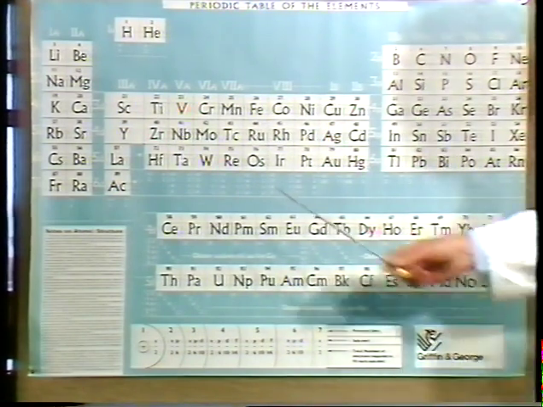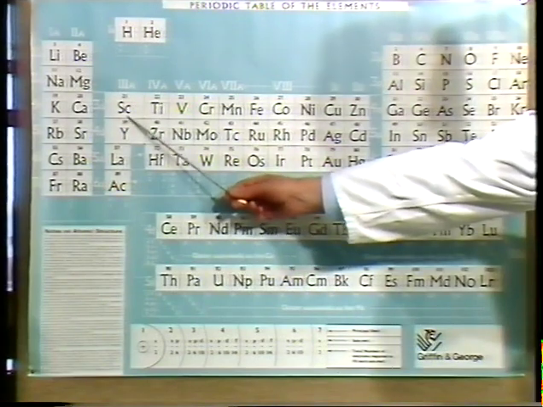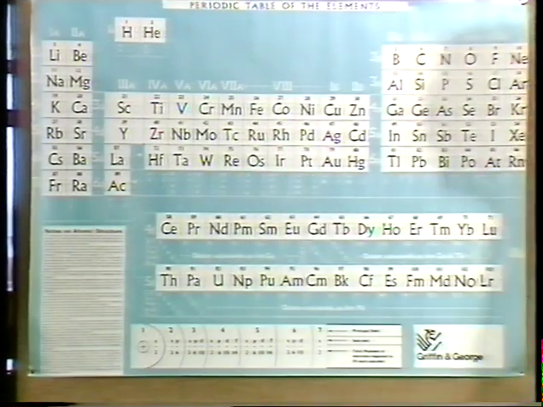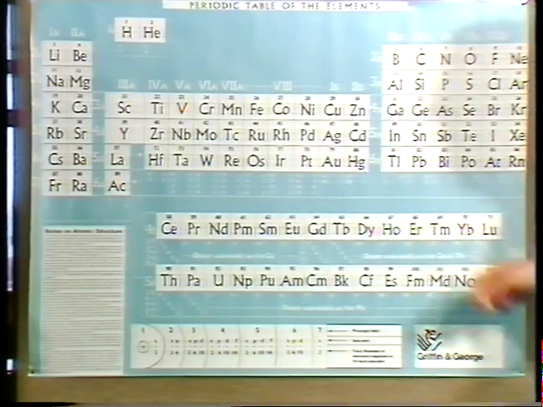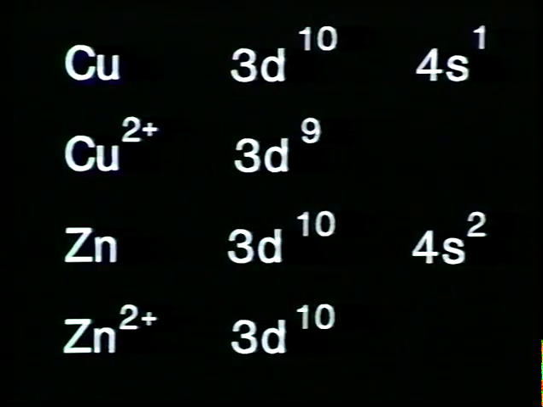So the transition elements start with scandium, which has the configuration 3D1 4S2. So it has the D1 configuration in the metal and is therefore a transition element. Let's now look at copper and zinc. Copper has the configuration 3D10 4S1, and in its common ion it has the configuration 3D9. So copper is a transition element.